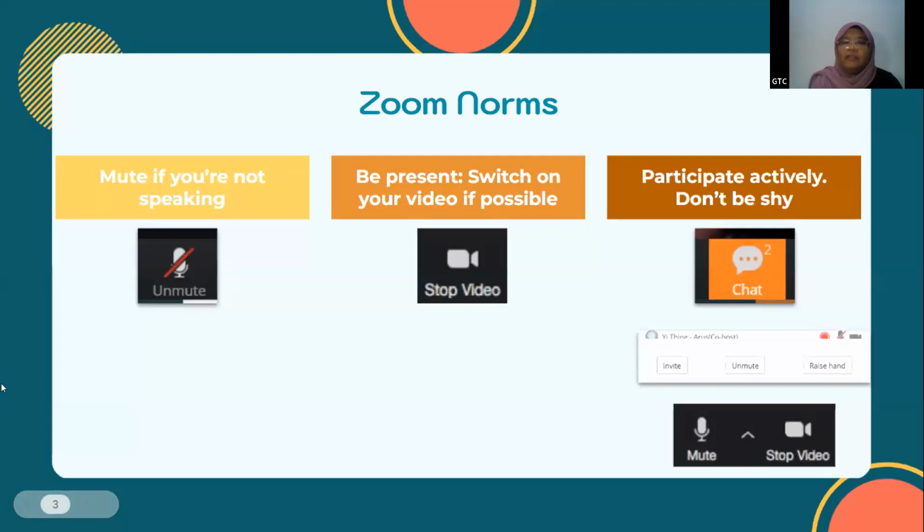A little bit of Zoom norms here. You can mute when you're not speaking. This is so that sounds will not be clashing, but most of the time I'll probably ask you to unmute anyway so that we can have a direct conversation with each other. Be present, switch on your video if possible. Although we're online, it will be good to see your faces while talking and participate actively. Don't be shy. Don't worry about your English. Nobody here is going to correct your grammar. We're just using English for the sake of having one similar language to interact with each other.